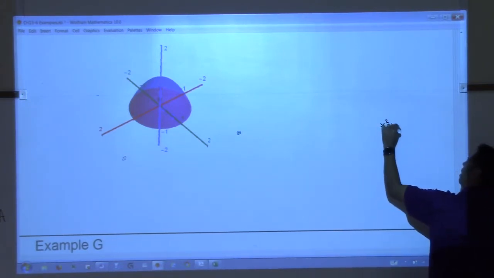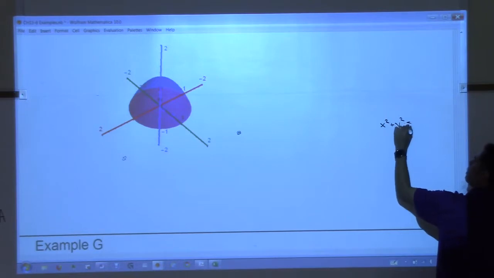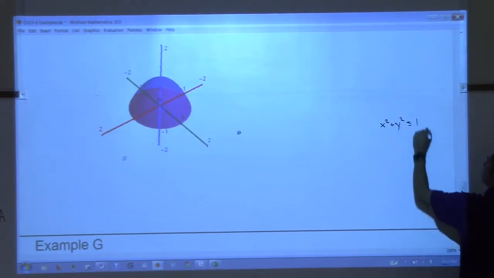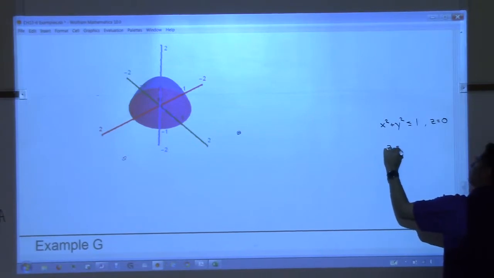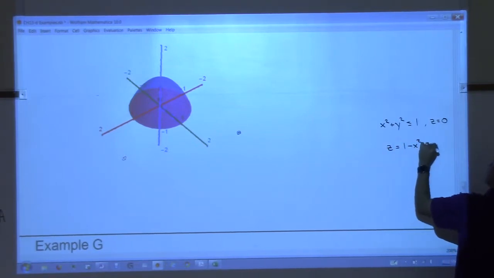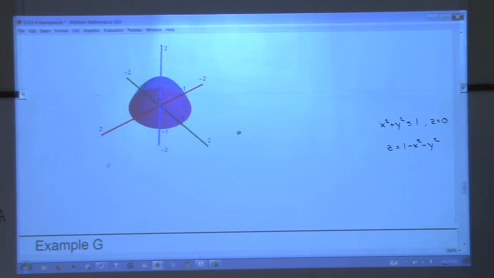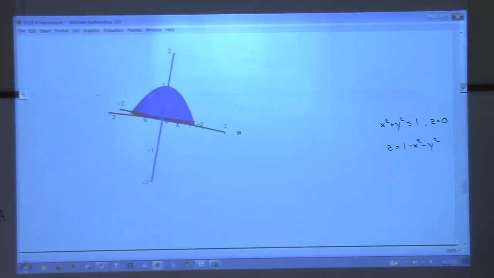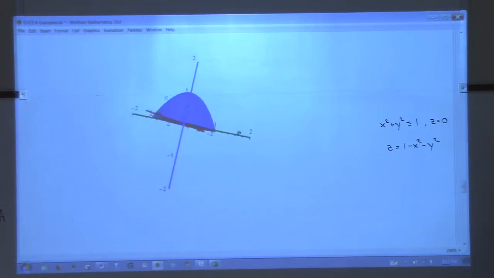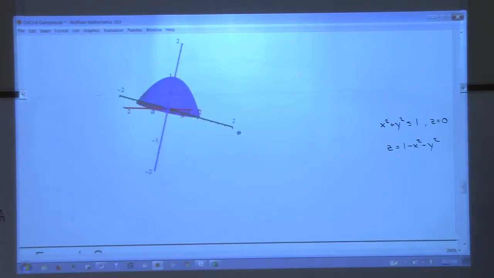x squared plus y squared less than or equal to 1, z equals 0. All right, so there are two different surfaces here. We have the bottom of this thing, which is very much like the side of that one we just did, except now this one's in the xy plane.